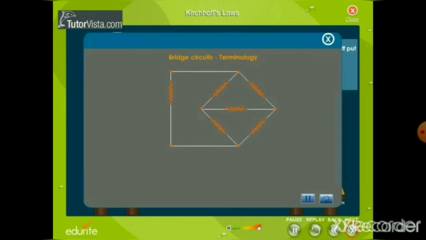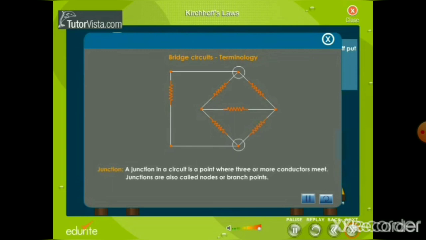Bridge circuits terminology. Junction. A junction in a circuit is a point where 3 or more conductors meet. Junctions are also called nodes or branch points. Loop. A loop is any closed conducting path.